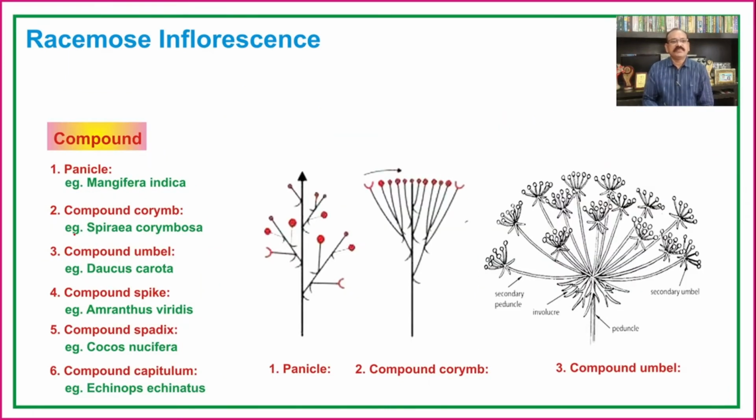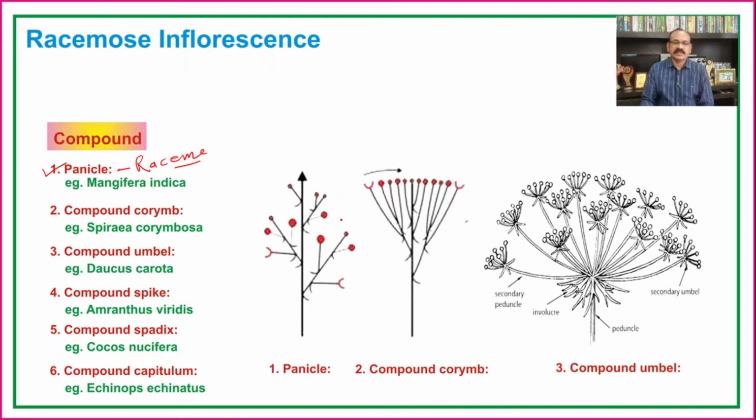The next type, that is compound racemes. If we see the compound racemes, it is nothing but the branched structures of the simple inflorescence. The first one, that is panicle, and it is nothing but the compound raceme.